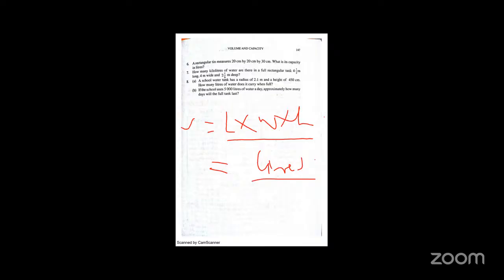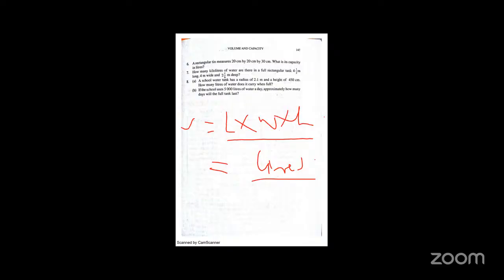So the first step for that question is to find the volume of the cuboid using the formula length times width times height. Then from there, you convert the volume that you have gotten into liters. Then from liters, you can convert it to kiloliters. And that becomes your final solution to such a question.